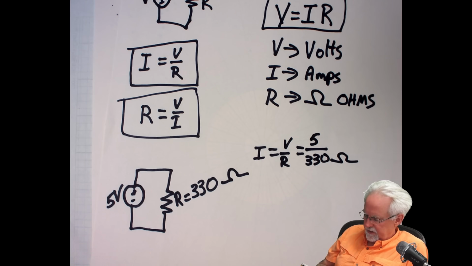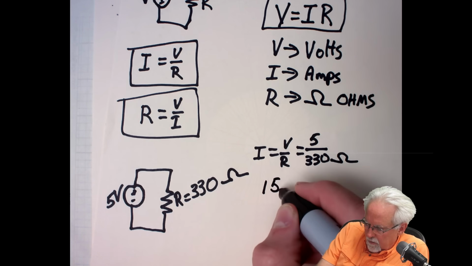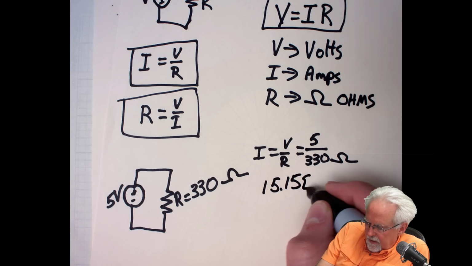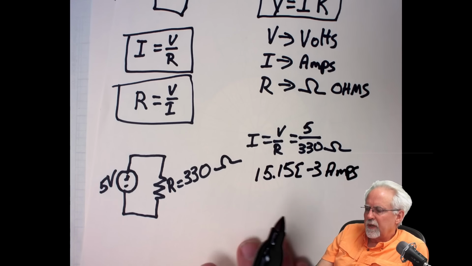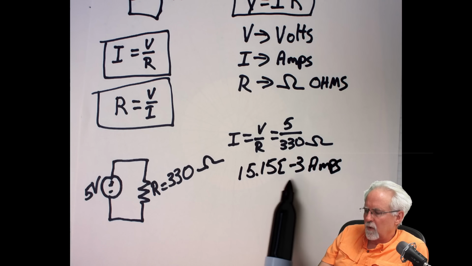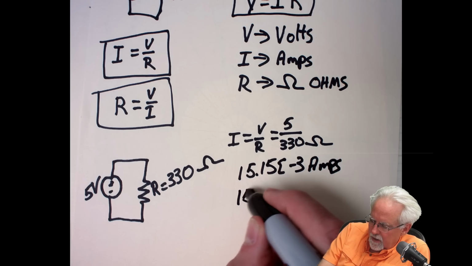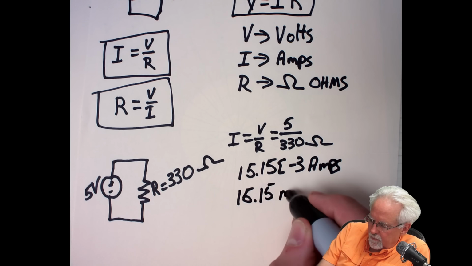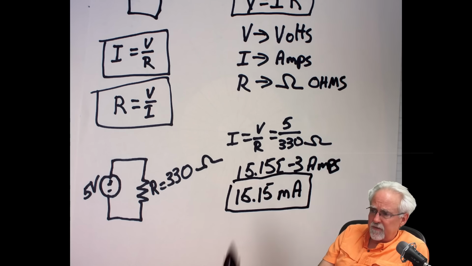So let me get this and say, what is 5 divided by 330? It is 15.15 e to the minus 3 amps. All right. Now, really, anytime we use the current in math, we want it in amps, so it would be 15.15 e to the minus 3. But usually we would replace e to the minus 3 with milli. Okay, so we would say this is 15.15 milliamps.